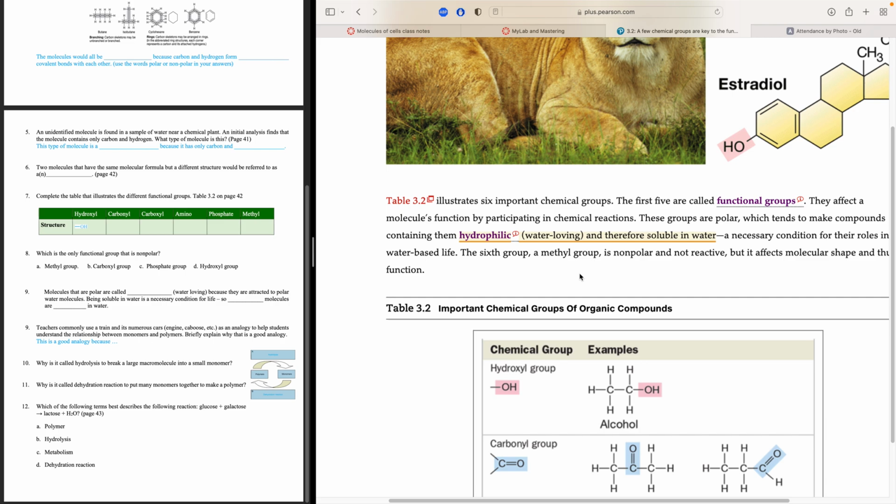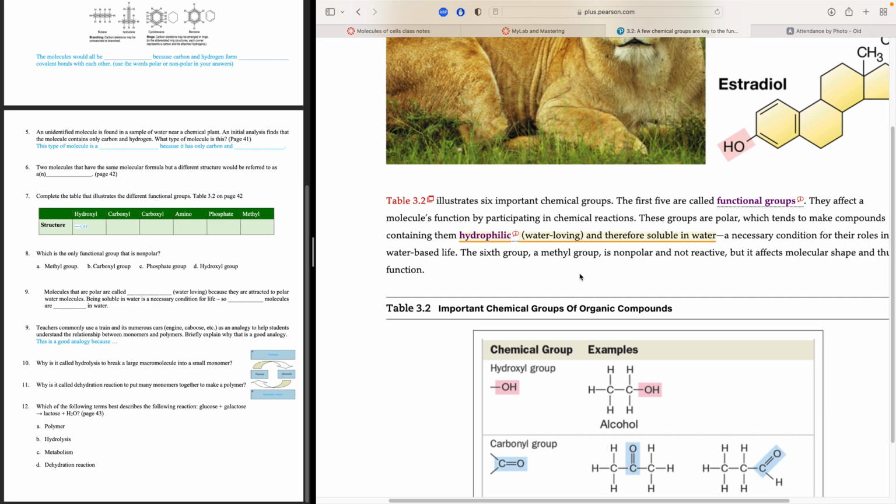Hydro is the word for water. And if you put on the suffix philic, that means lover. If you said phobic, that means afraid. So there is hydrophilic and there's hydrophobic. And the question number 9 is asking for, what do you call it if it loves water? Hydrophilic. Because they're attracted to polar water molecules because they're polar themselves. Being soluble in water is what it means.